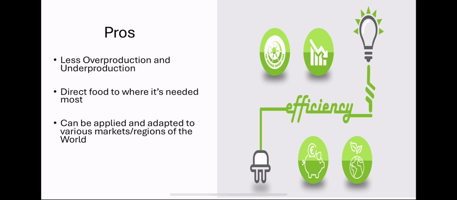Machine learning systems can be scaled globally, applied to various markets and regions with local data. They can also adapt to seasonal patterns, natural disasters, and market shifts faster than traditional systems.